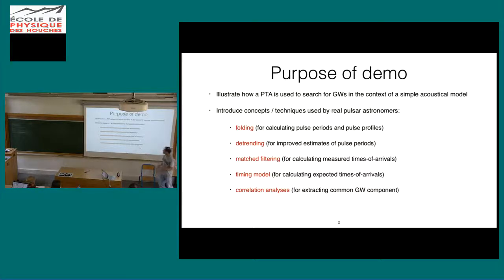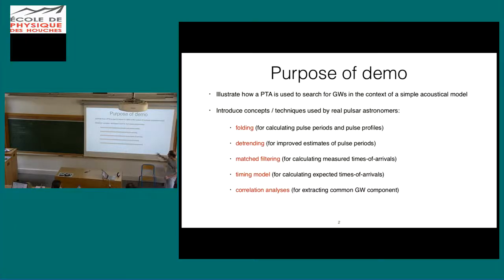We also need to use match filtering for calculating measured times of arrivals of the pulses. We have to use or assume some sort of timing model. Nothing as sophisticated as what Neil talked about yesterday, but we need to assume some simple timing model in order to determine when the expected times of arrivals are. And then at the end, we'll need to do correlation analyses, basically to extract the common, quote-unquote, gravitational wave component of the signal in the data.